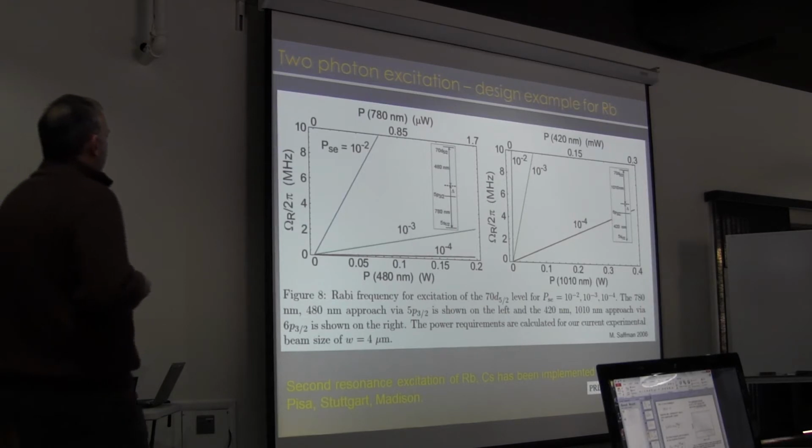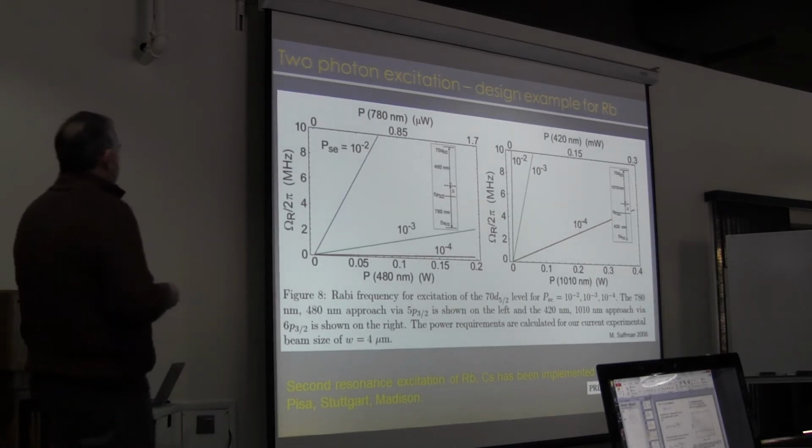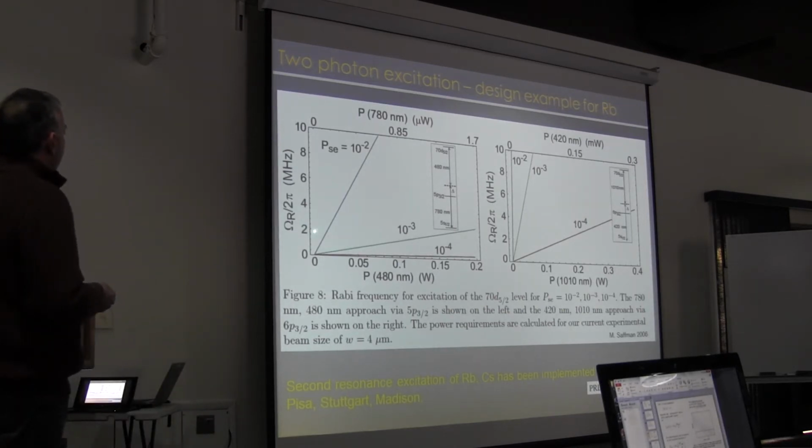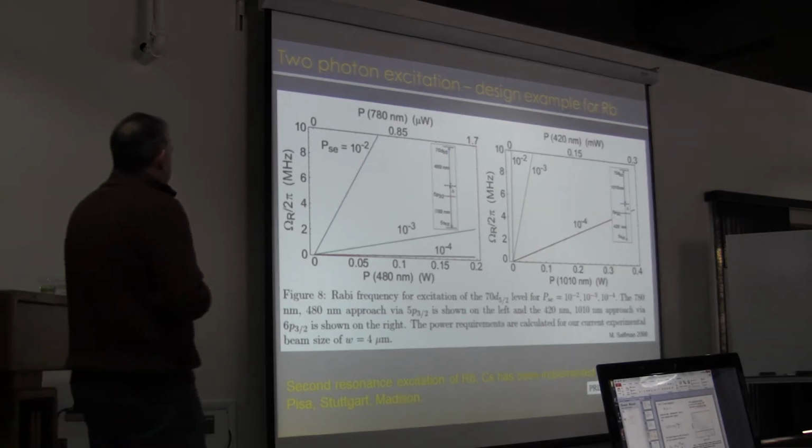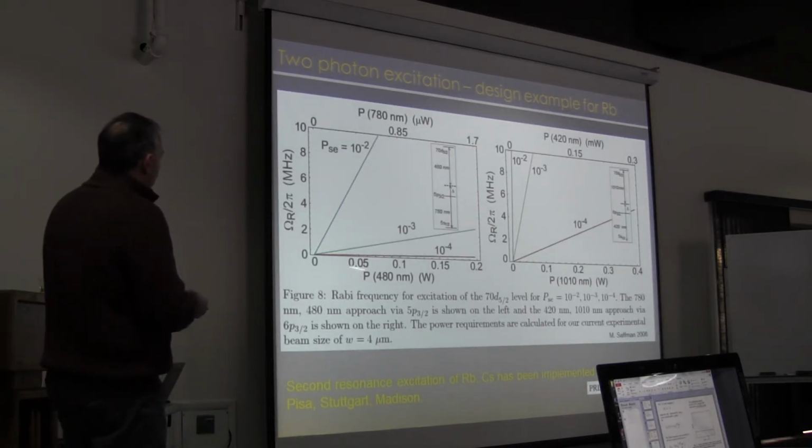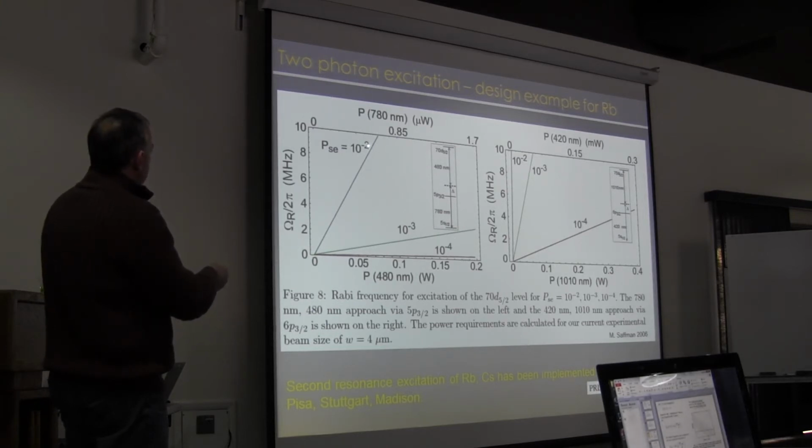And here you see an example kind of showing that comparison. This is for rubidium. If I want to work at fixed spontaneous emission probability, say 10 to minus 2 or 10 to minus 3 for high fidelity excitation, then I need a certain power in my beam as the Rabi frequency increases. If I want to work at 10 to minus 2 spontaneous emission and get up to 10 megahertz to a certain level, here I needed 75 milliwatts in blue.